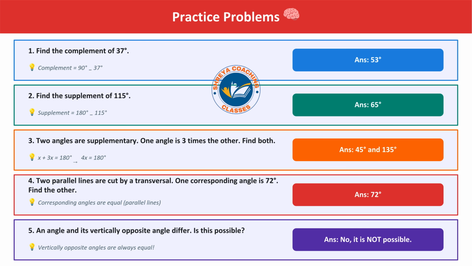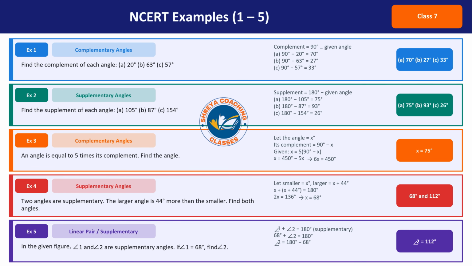Question 4. A corresponding angle measures 72 degrees. What is the other corresponding angle? Since corresponding angles are equal, the answer is 72 degrees. Question 5. Can vertically opposite angles ever be different? No. They are always equal. Excellent work. Now let's look at some NCERT style examples.